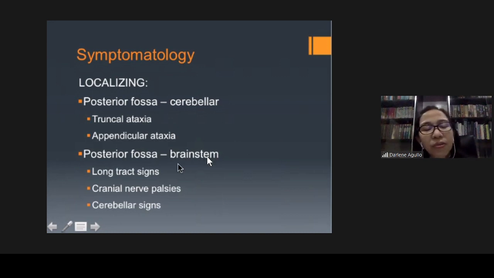For those lesions or tumors involving the brainstem, so ano yung dumadaan sa brainstem? Long tracts. What do you mean by long tracts? The corticospinal tract and the spinothalamic tract and the spinocerebellar tracts. Those are long tracts. And then you will have cranial nerve palsies. You will have cerebellar signs if your tumor is located in the brainstem. Doon sila lahat nagkikita-kita, no? Cerebellar fibers, corticospinal tract fibers, spinothalamic tract fibers, and of course, the cranial nerves. Kung present silang tatlo, brainstem talaga yung localization mo.